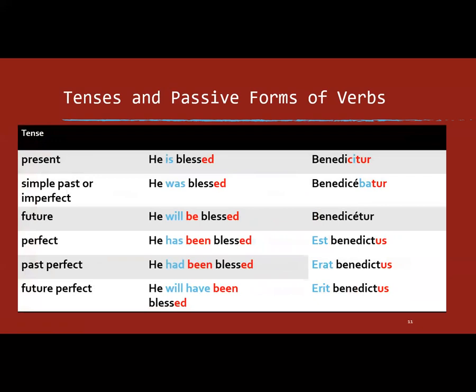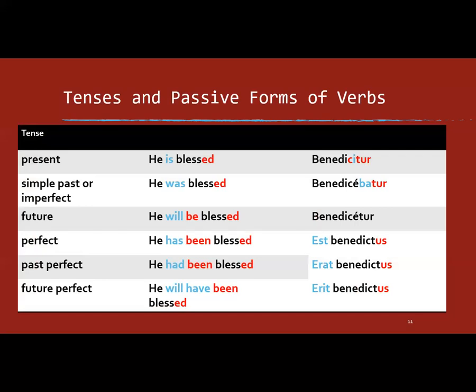Okay, so here is the Latin, somewhat more efficient, fewer words, right? In English, we have he is blessed. In Latin, we have benedicitur. T-U-R is a sign of the passive. Benedicitur. And then we have he was blessed, benedicebatur. He was blessed, right? He will be blessed, benedicetur. Right? He has been blessed, est benedictus.